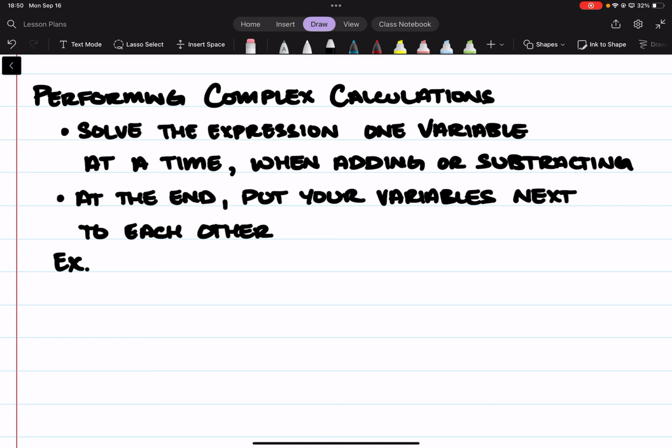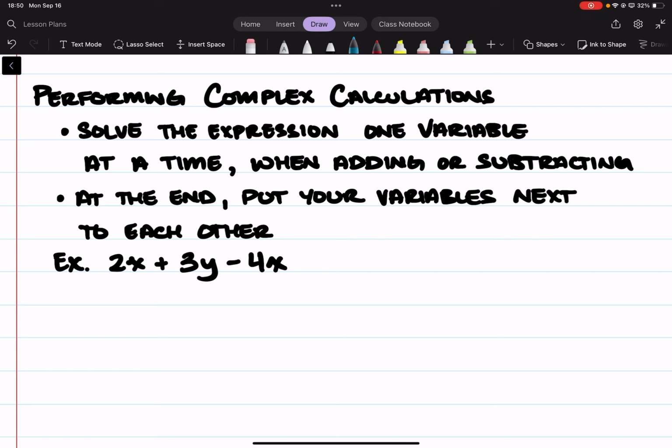So let's try something like 2x plus 3y minus 4x. All right, so no decimals quite yet, but I'm adding a kind of two variables here. And if you see, there's actually an integer as well. All right, so how do I do this?